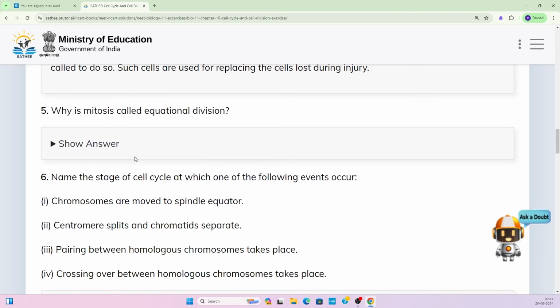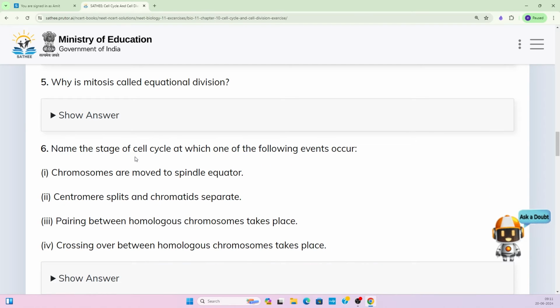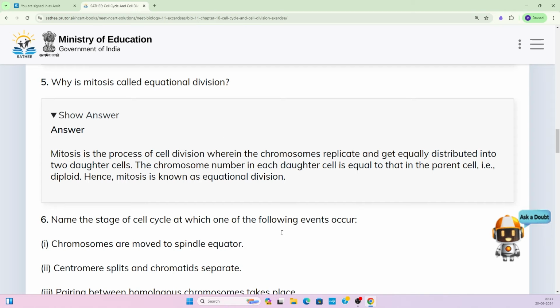Moving to our next question. Why is the mitosis called equational division? So let us see the answer. Mitosis is the process of cell division wherein the chromosomes replicate and get equally distributed into the two daughter cells. This is a type of cell division that occurs in the somatic cells.